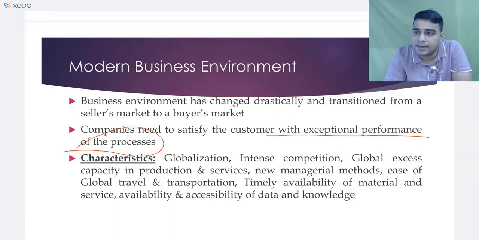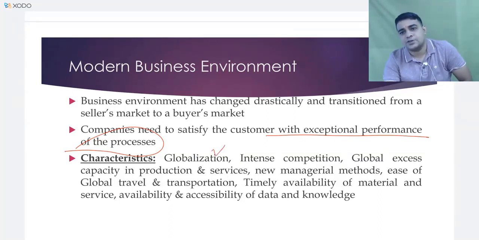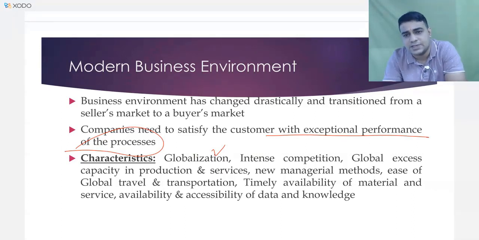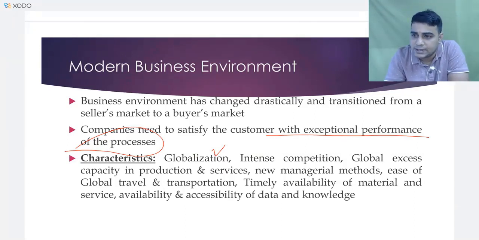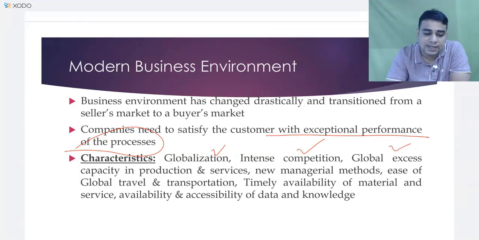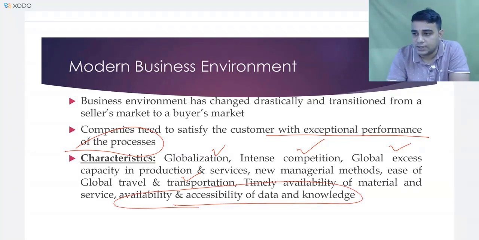A part of the market, even in your restaurant industry, has moved into an online mode. Mostly it is because of globalization, availability of data, availability of information, availability of technology, intense competition. All of this has led to this transition. Globalization, intense competition, global excess capacity and production, global travel and transportation, timely availability of material and service, accessibility and availability of data and knowledge.